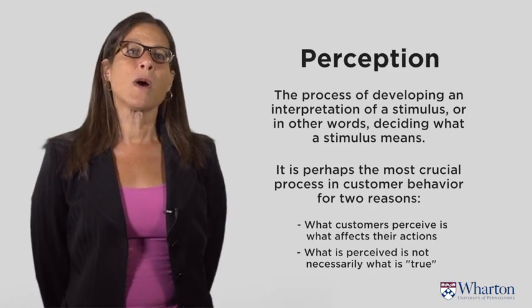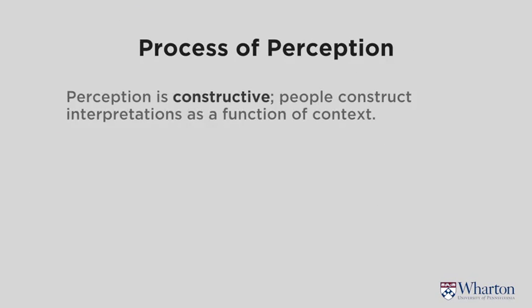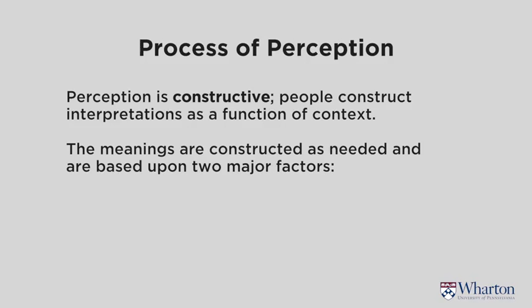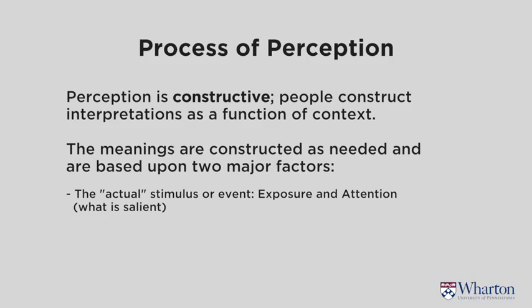Why is that? Well, the process of perception is constructive. People construct their interpretations on the fly, and this process is inherently biased. The process of perception comes in several different stages. The first two stages are the stages of attention and exposure. Before you can form any kind of perception, you need to be exposed to the stimuli, and you need to pay attention to that stimuli, pay attention to what's salient to you. And we know that that process is very biased.